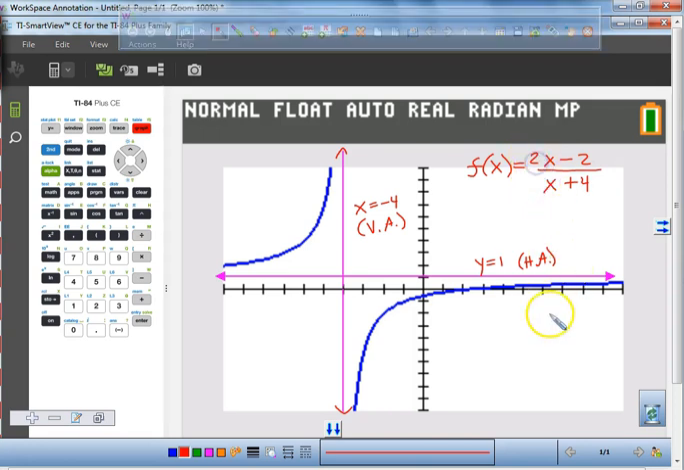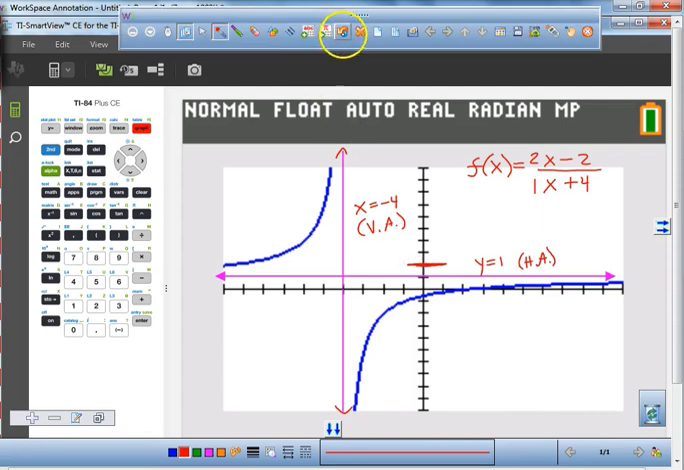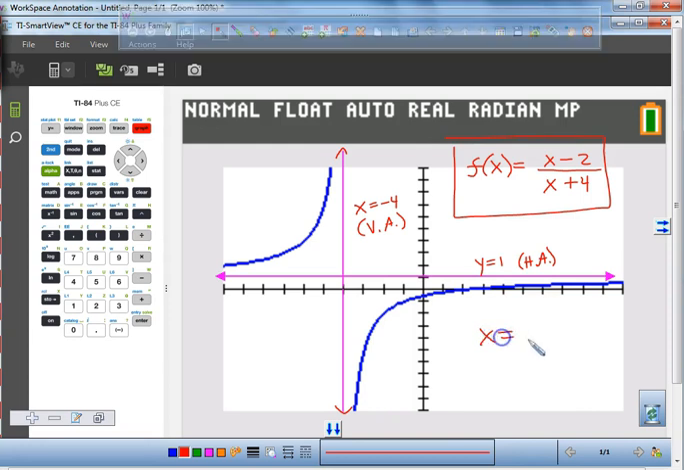So if this was a 2 and this was a 1, then your horizontal asymptote would be right up here at y equals 2. That's a quick review. We don't have to worry about that. Right now, we just have to evaluate where this is, is it continuous or discontinuous where? At x equals a negative 4.